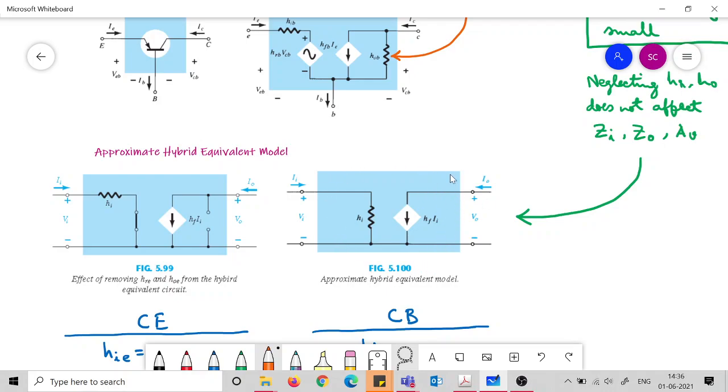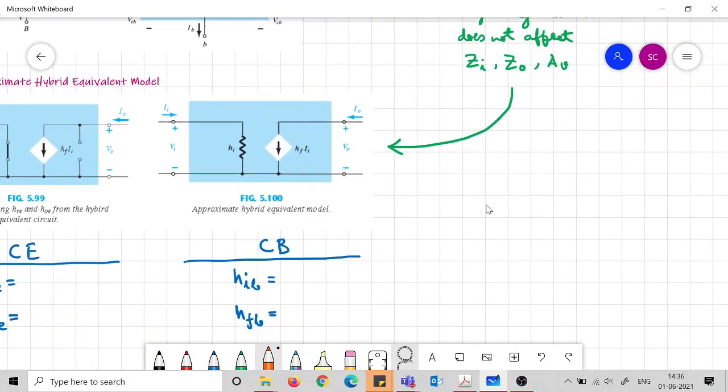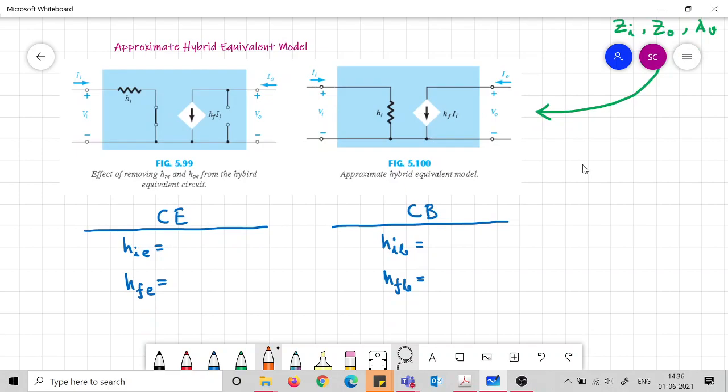So this has a direct equivalence with the RE equivalent model. The approximate hybrid equivalent model has a direct equivalence with the RE equivalent model. Remember that the approximate hybrid equivalent model has an equivalence with the RE equivalent model, not the actual hybrid equivalent model.